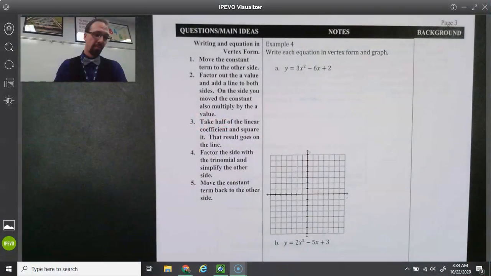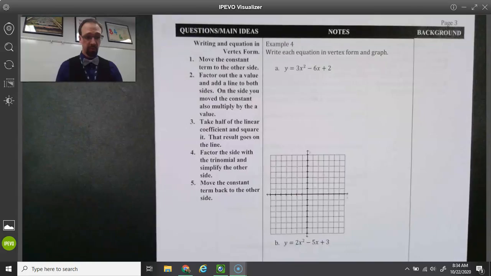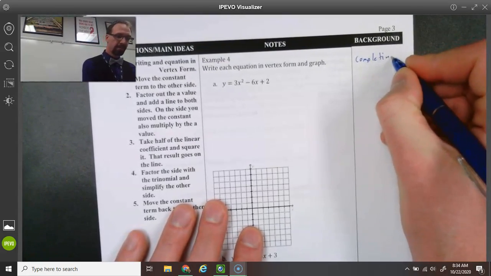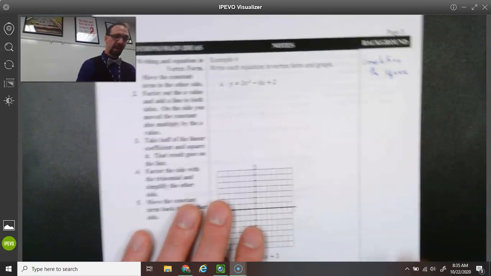Here in example 4, we're going to write each equation in vertex form and then graph. To write it in vertex form, what essentially we're doing is completing the square. I talked about this earlier, completing the square. So let's talk about how we do that.